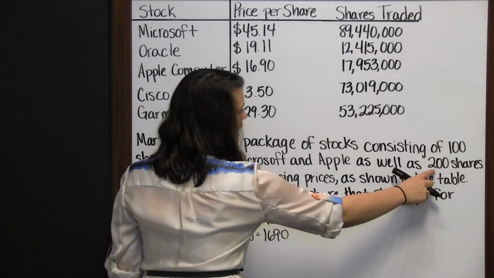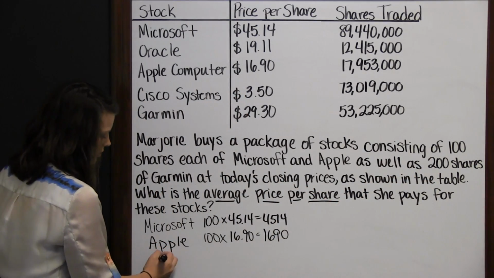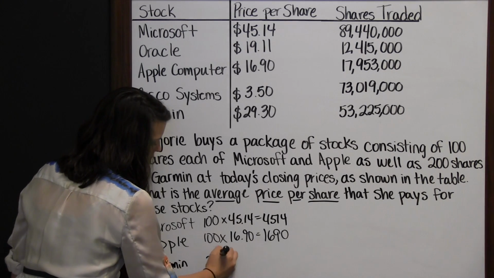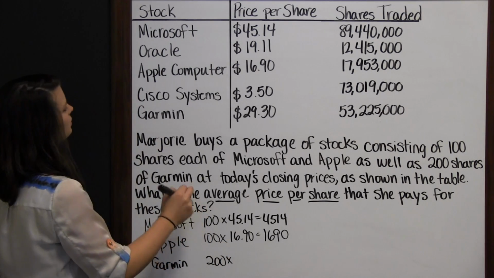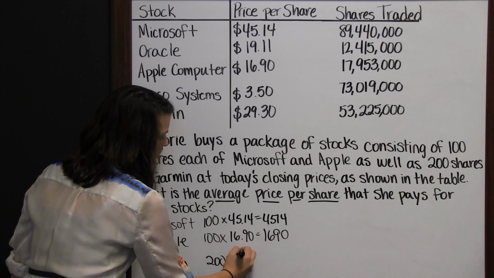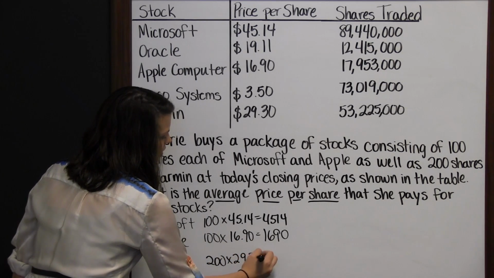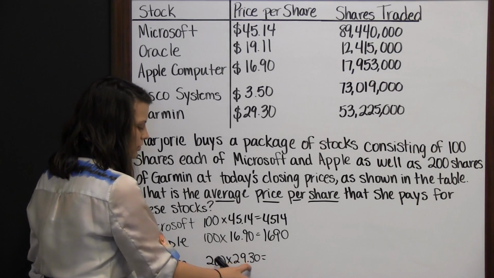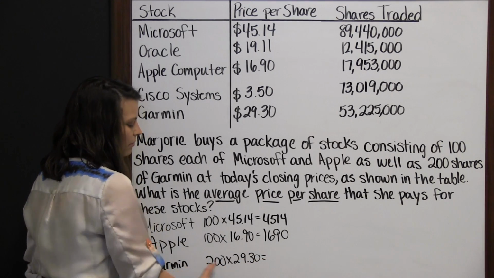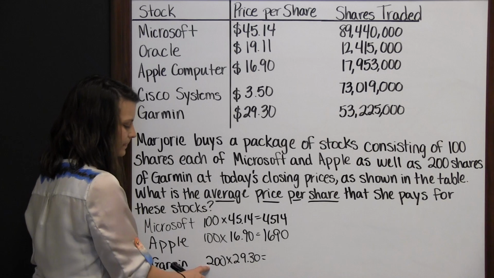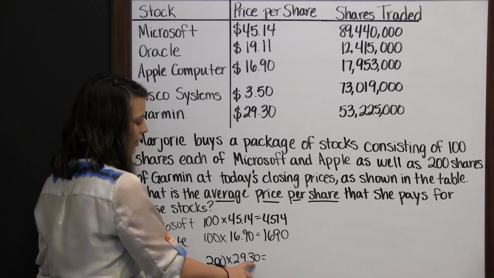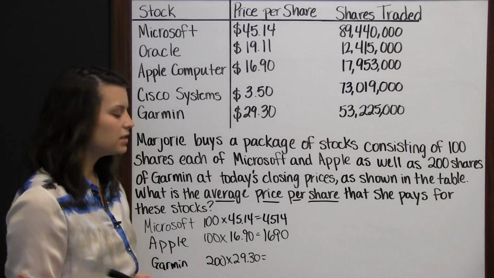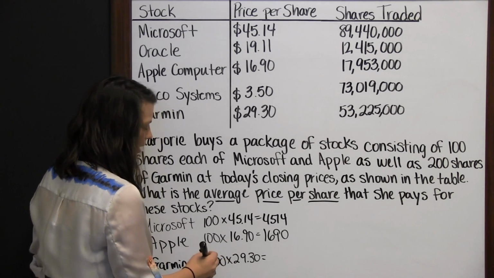Then she got 200 shares of Garmin. So Garmin, 200 times, and Garmin is $29.30. So multiplying by 100 means we move it 2 places to the right. But multiplying by 200 means not only do we move our decimal 2 places to the right, but we're also going to double that number.